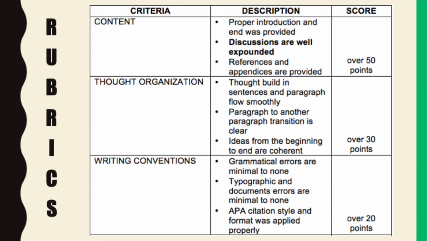And with the last criteria, we have writing convention. So this will be 20 points. So what are the considerations that we have for this criteria? First, grammatical errors are minimal to none. Based on experience, whenever I check papers, most of the time, common grammar errors committed by students are as follows. We have subject verb agreement. Make sure you brush up on your grammar knowledge with that.